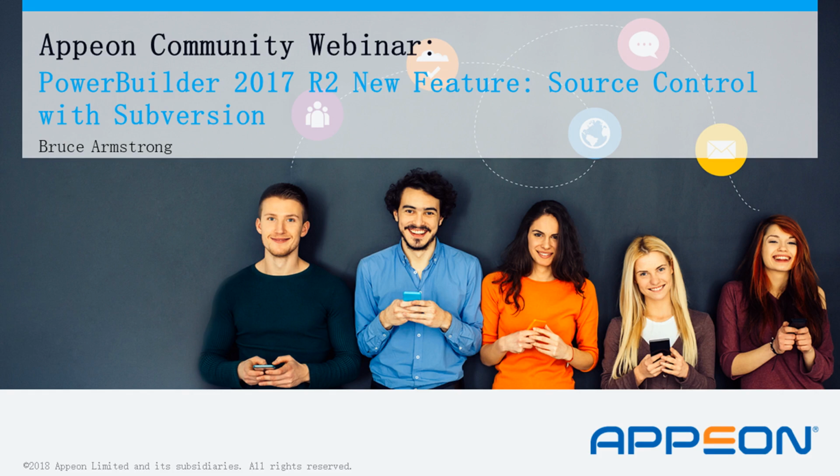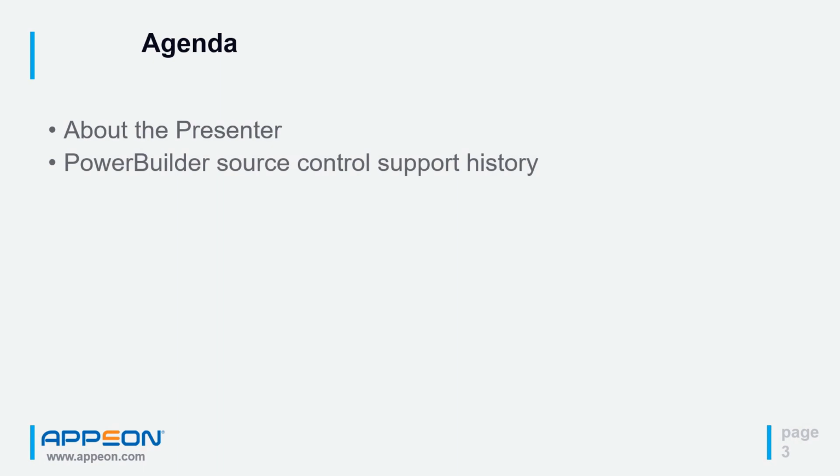So what we're going to cover today is a new feature that was introduced in PowerBuilder 2017 R2, specifically source control with Subversion. First, a quick agenda. The first thing we're going to do is talk about me for a little bit, and then we're going to talk about the history of support for source control in PowerBuilder.